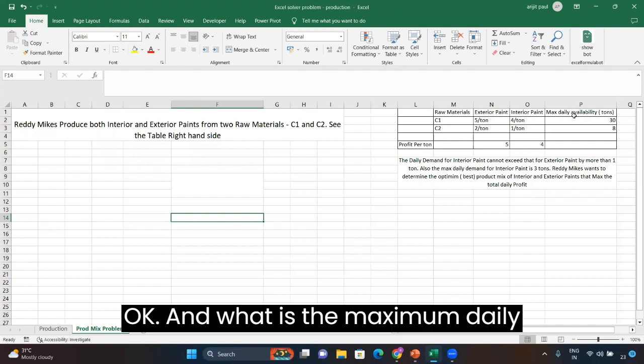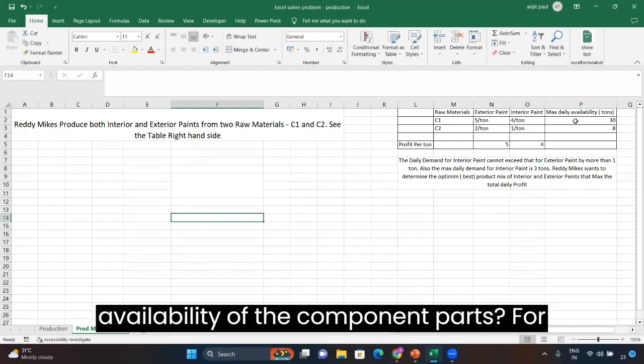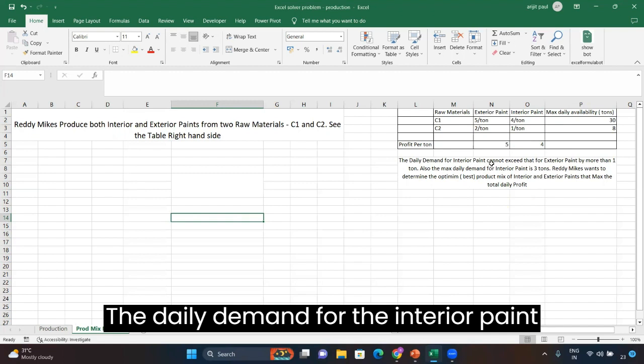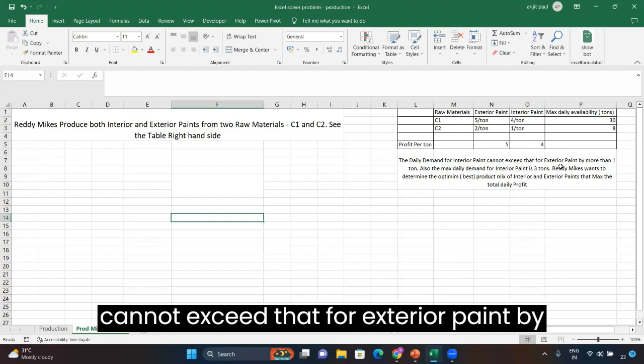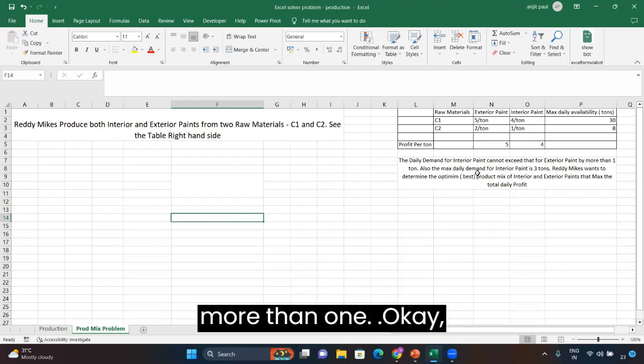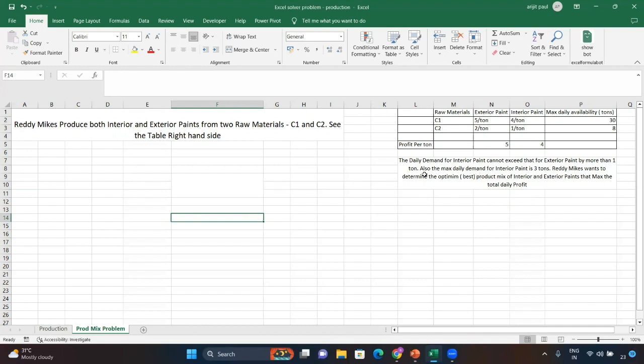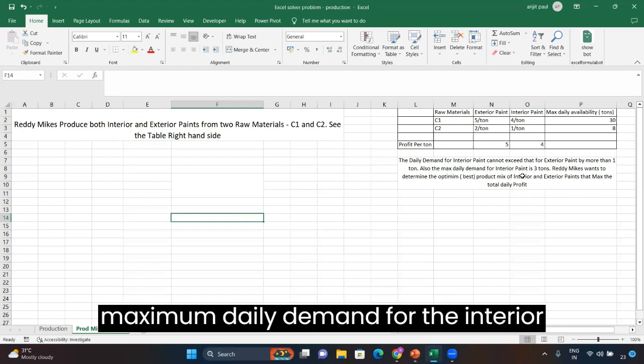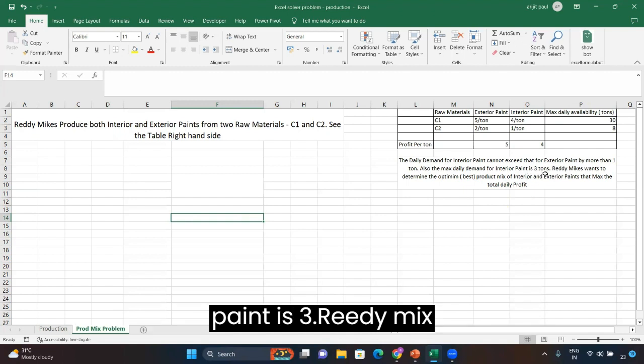What is the maximum daily availability of the component parts? For C1, the daily availability is 30 ton, and for C2, the daily availability is 8 ton. Now, what are the other statements they have mentioned? The daily demand for the interior paint cannot exceed that for exterior paint by more than 1 ton. Also, they have mentioned the maximum daily demand for the interior paint is 3 ton.